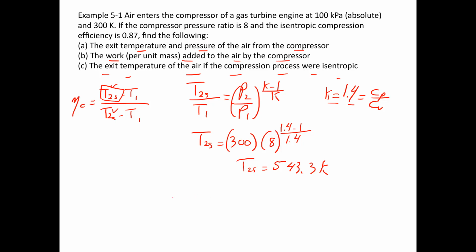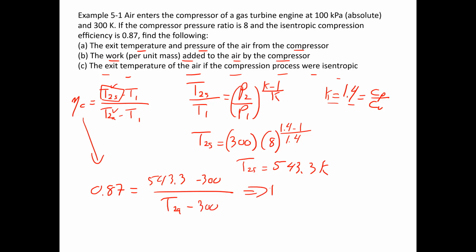In this case, we get that the isentropic temperature coming out is 543.3 Kelvin. With that, we can use the compressor efficiency, 0.87, to compute the actual temperature coming out of the compressor. So 0.87 is equal to T2s, 543.3, minus 300, divided by the actual temperature, which we're trying to compute, minus the temperature going in. Setting up the algebra, the actual temperature coming out is 580 Kelvin, which is higher than the isentropic version.